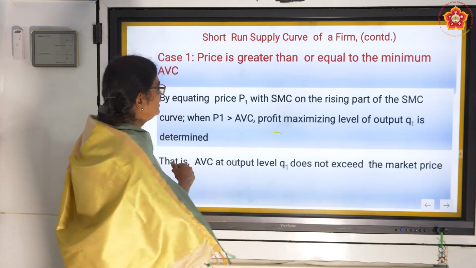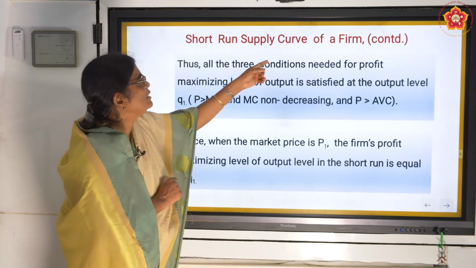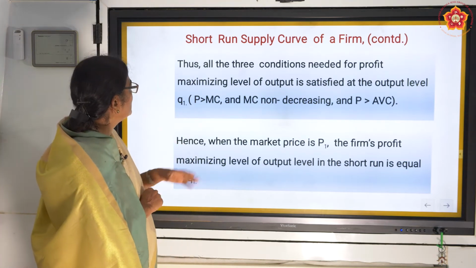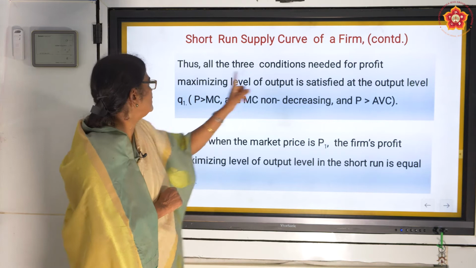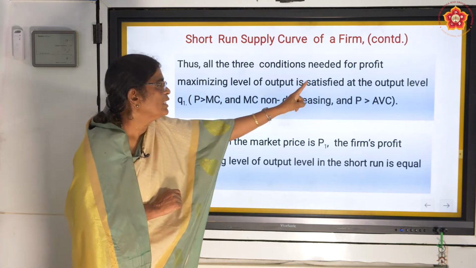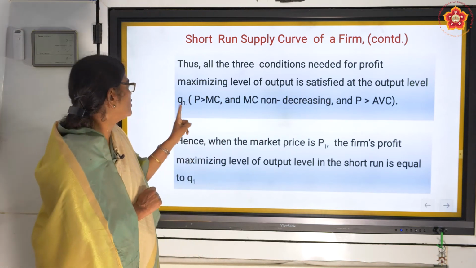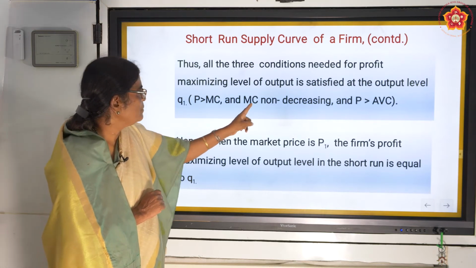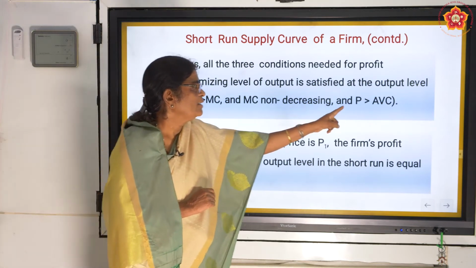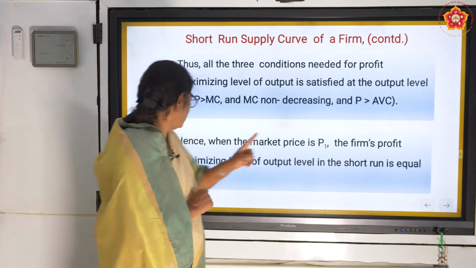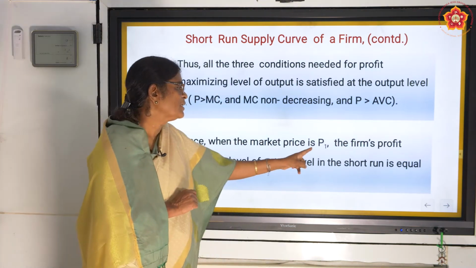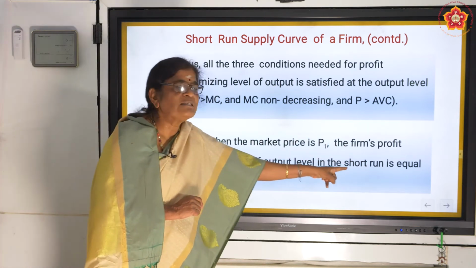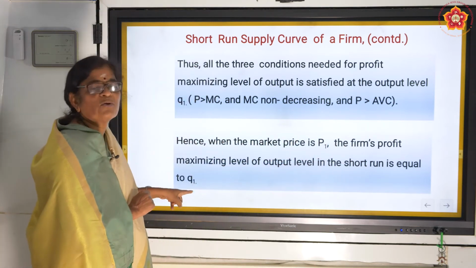And then the next one, what is the short run supply curve of a firm? Now we are going to define. How are we going to define? All the three conditions needed for profit maximizing level of output are satisfied at the output level Q1. That means, what are the conditions? P greater than MC, MC non-decreasing, and P greater than ABC. Therefore, when the market price is P1, the firm's profit maximizing level of output in the short run is equivalent to Q1.